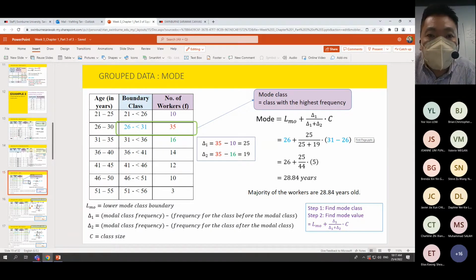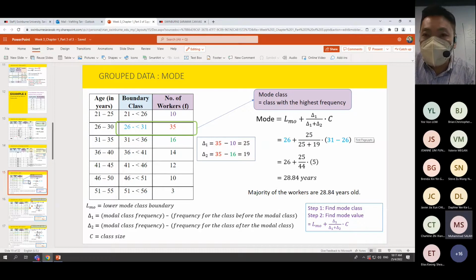Okay, triangle two, what's the meaning? Triangle two means the frequency difference between the mod class and the class after. So it's 35 minus 16, which is 19. So substitute 19 to here. Triangle one and triangle two, okay? This formula is new for you, so I go slowly.